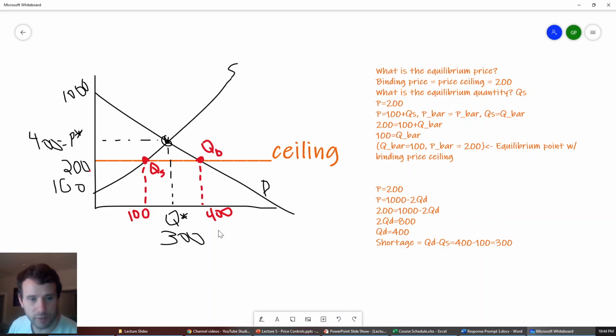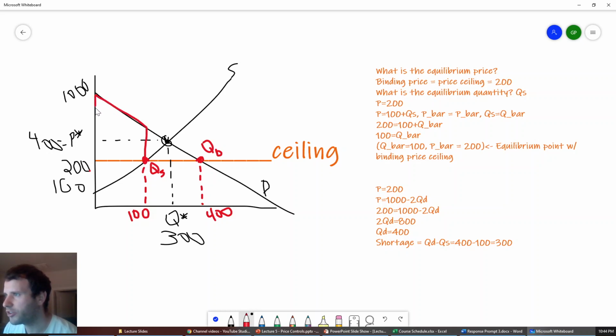All right, so we have the equilibrium price, we have the equilibrium quantity, we have the shortage. All right, now we need the total surplus, the consumer surplus, the producer surplus, and the deadweight loss. So the total surplus is going to be this red trapezoid, okay? That's your total surplus.